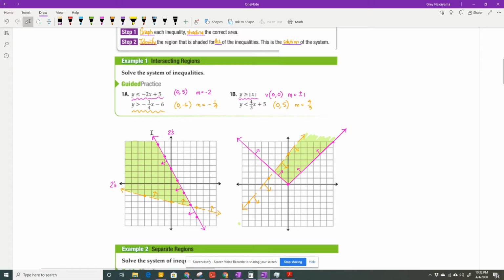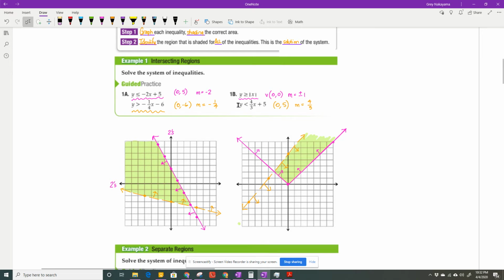So that's what I've done. This is your pink line. This is your orange line right here. Notice the pink one is solid because that says less than or equal to. The orange one is dotted because that's a greater than. And I just draw arrows on it, and then I shade that region that is overlapping.